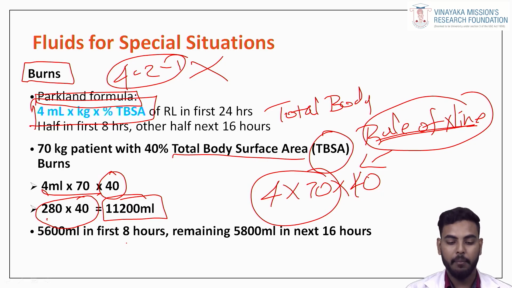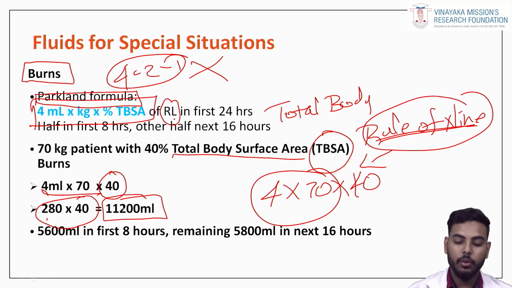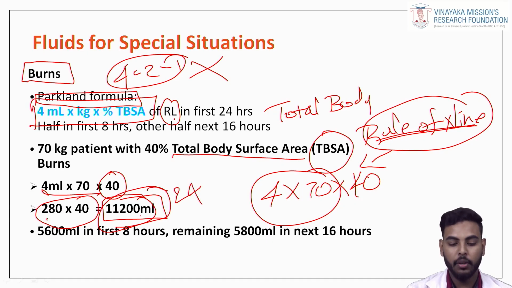So the overall fluid for this patient will be 11,200 ml. How you have to administer it: the choice of fluid is RL. Why RL? As I told, in the indications of Ringer's lactate, the choice of fluid in burns is Ringer's lactate. This 11,200 ml is for the overall 24 hours.